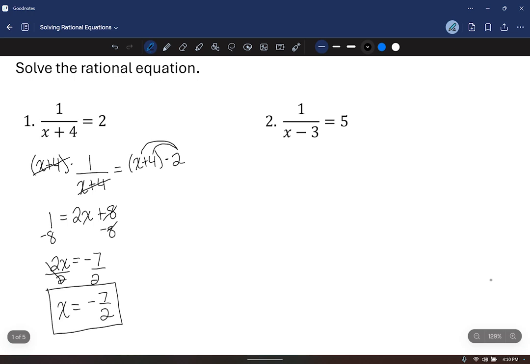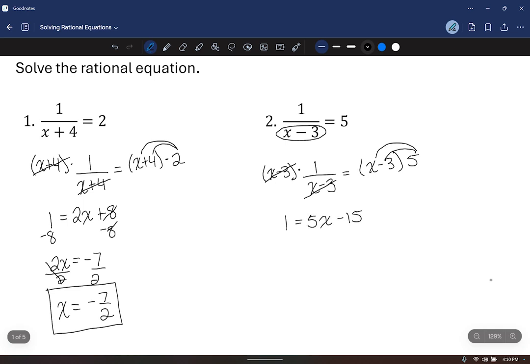If I look at number 2, the only factor I have in a denominator is x minus 3, so I'm going to multiply every term I have by x minus 3. I'm going to take the 1 over x minus 3 times the x minus 3, and I'm going to take the 5 times x minus 3. The x minus 3 will cancel, leaving me with 1 is equal to, I'm going to distribute this 5, so 5x minus 15, and then I'm going to solve.